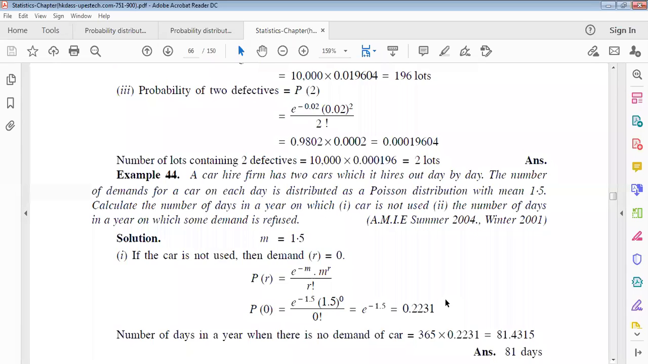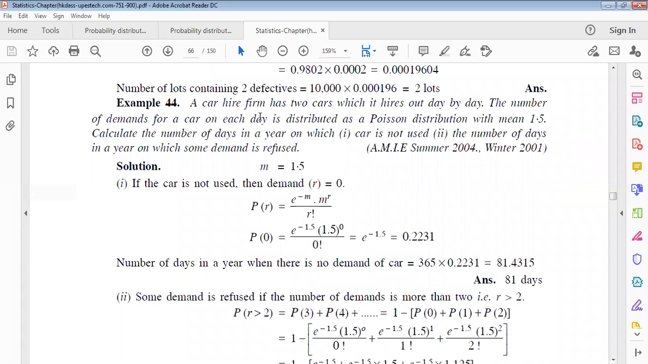Yes, sir. Next example 4: a car hire firm has 2 cars which it hires out day by day, and the number of demands for a car on each day is distributed as a Poisson distribution with the mean given, m equals 1.5. Calculate the number of days in a year on which, number 1, a car is not used. In the second case, the number of days in a year on which some demand is refused. Now in this connection to this question, we are given mean m equals 1.5.